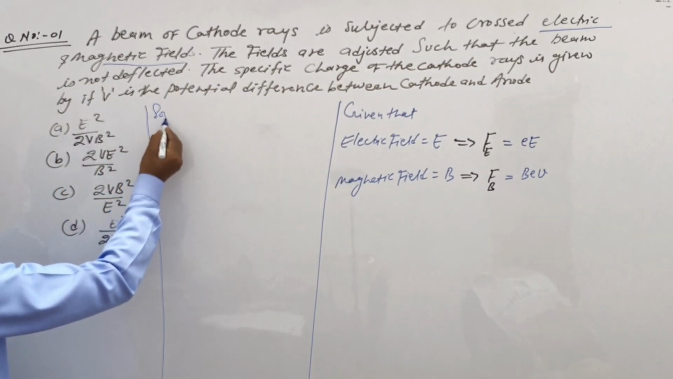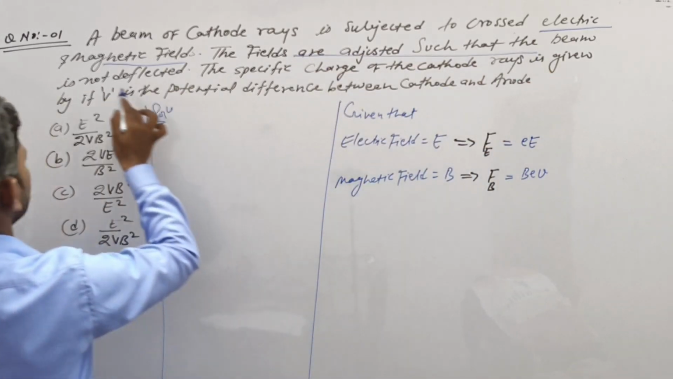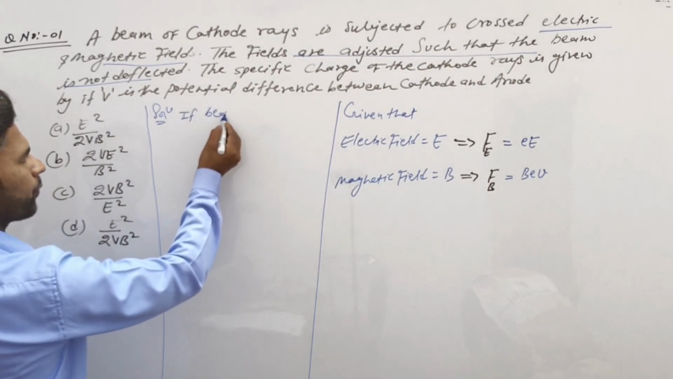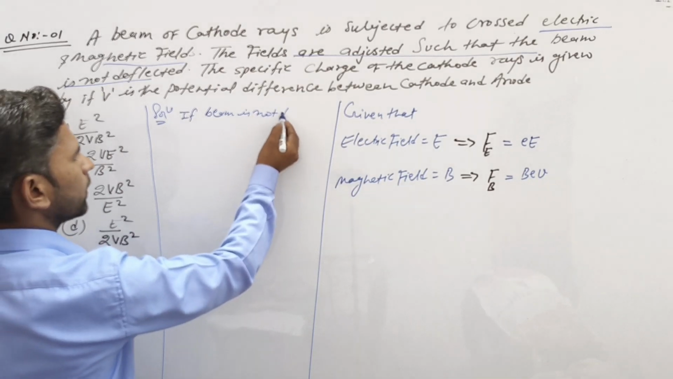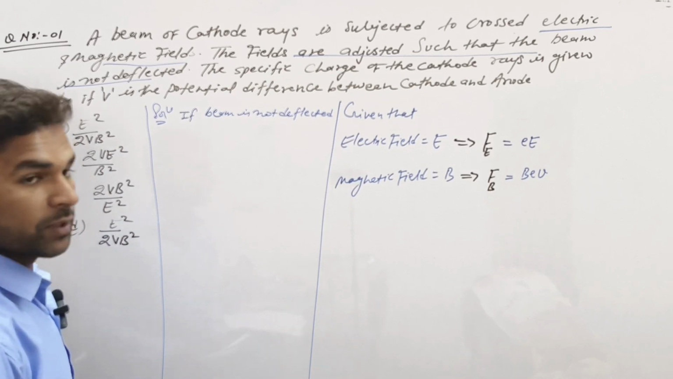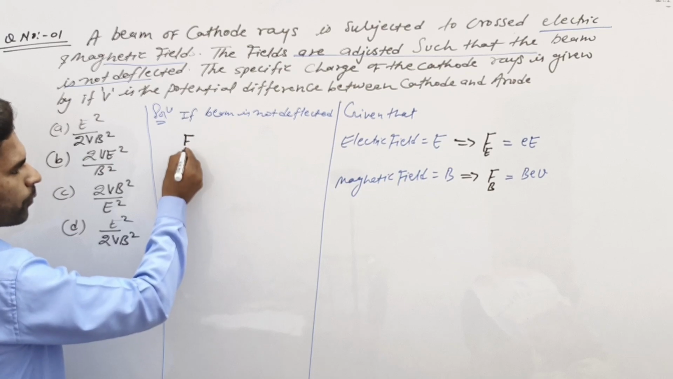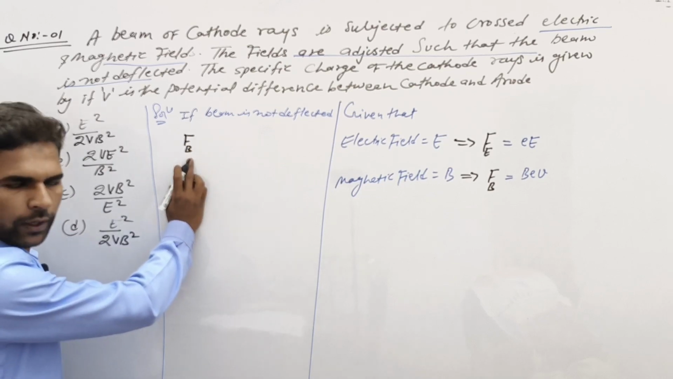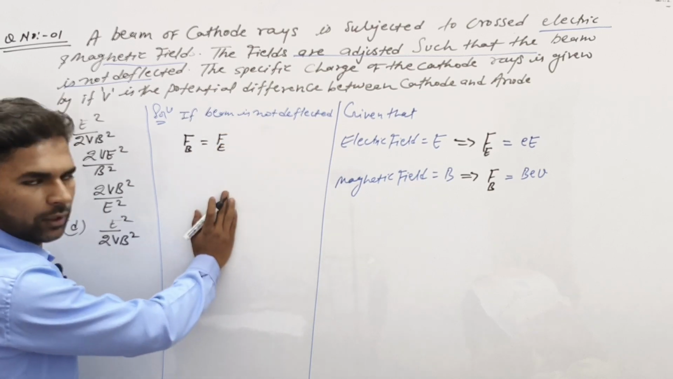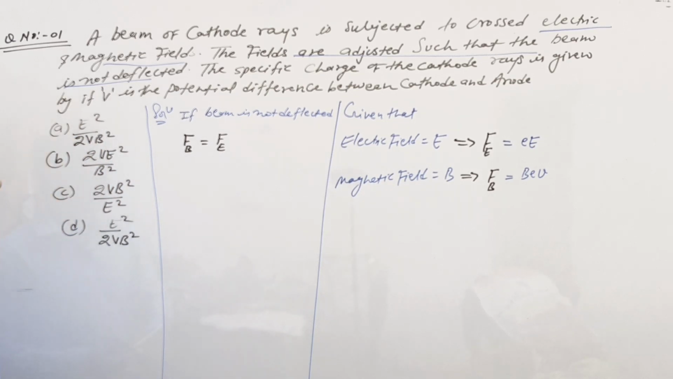Now how can you solve it? There is a given condition: fields are adjusted such that the beam is not deflected. If the beam is not deflected, remember one point: the force on the electron due to the magnetic field will be equal to the force on the electron due to the electric field. Both will be equal. This condition you will apply. Now you can write the values.